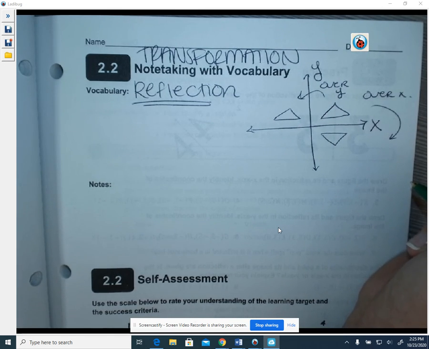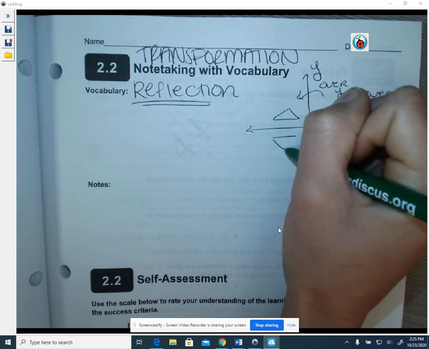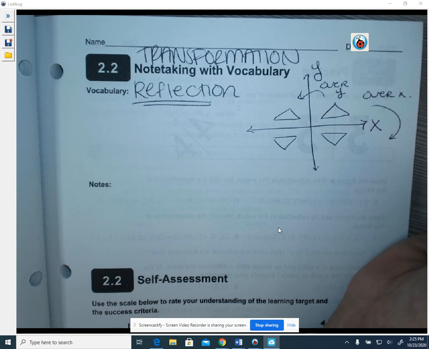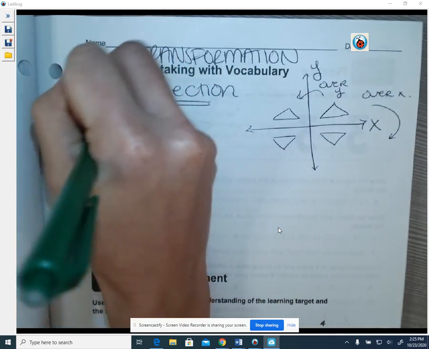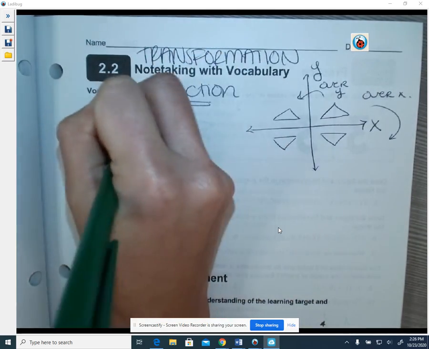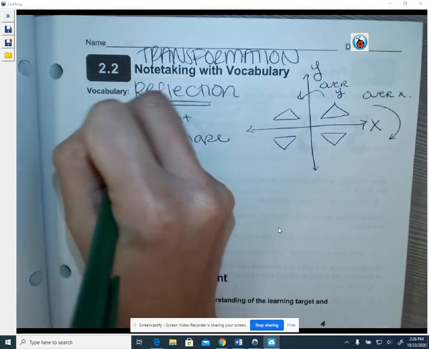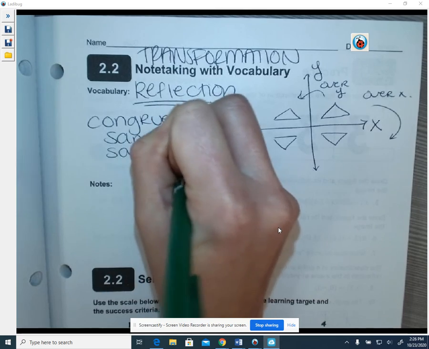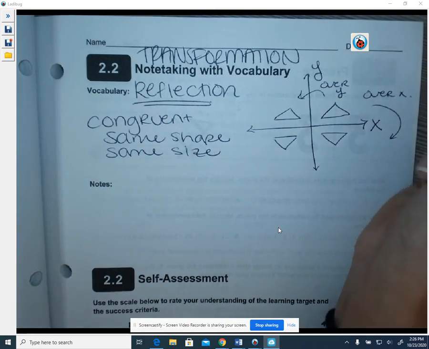Or I can do both of them. I can go over the X and then over the Y and land here. These are all forms of reflection. You will notice that the shape stays congruent, meaning that we have the same shape and same size. But you will see that it's reflected, okay?